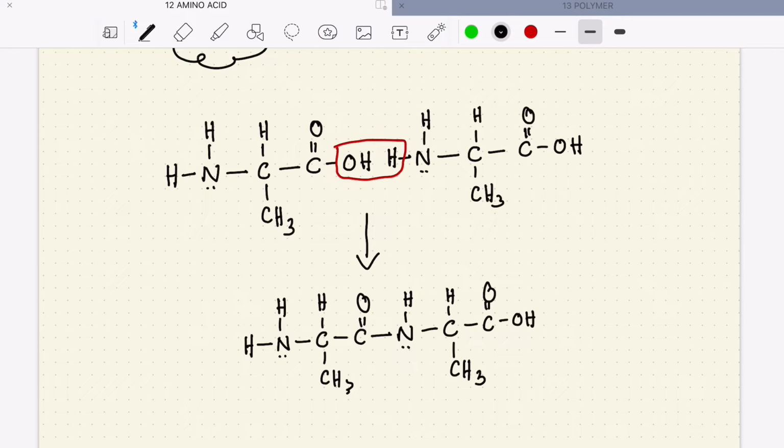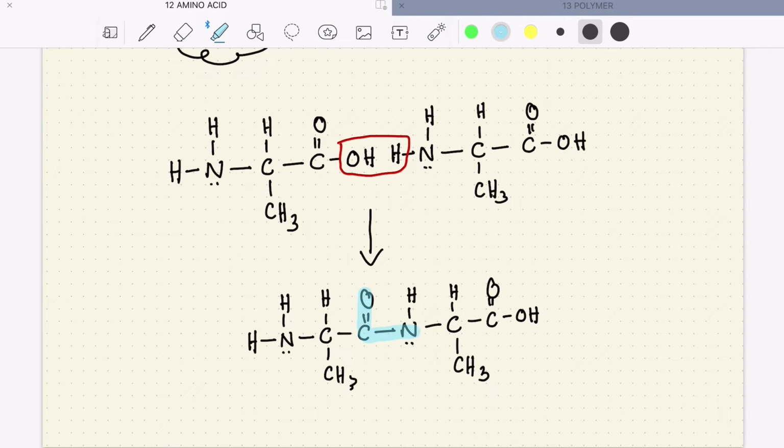So where is the peptide bond? This is the peptide bond. Usually in an exam you have to label it as peptide bond. And then what is the name of this dipeptide? We call it Ala-Ala, Ala being the short form for alanine.